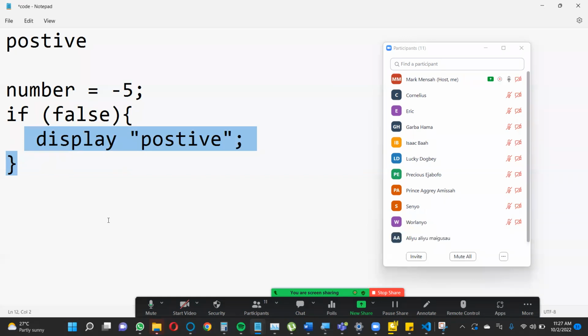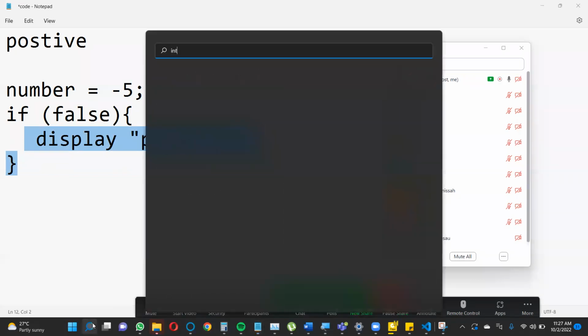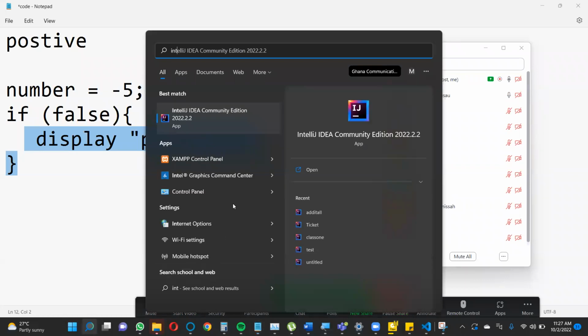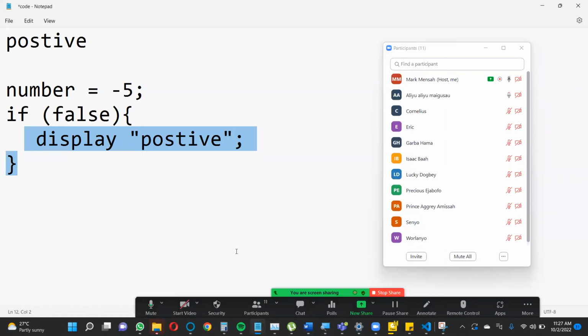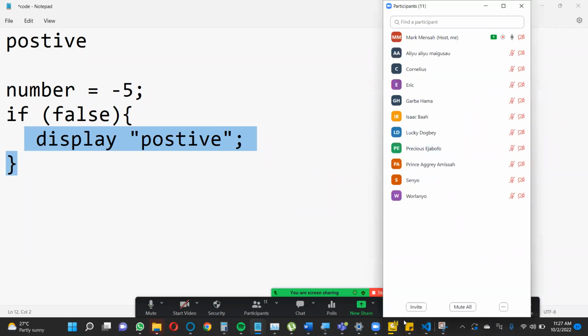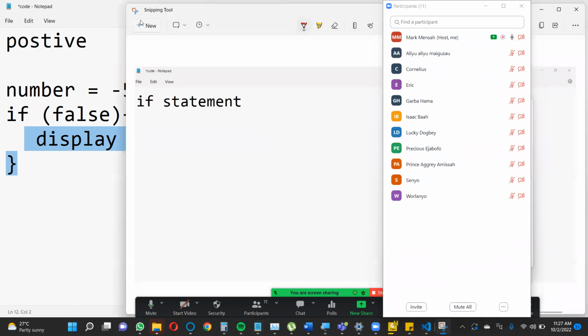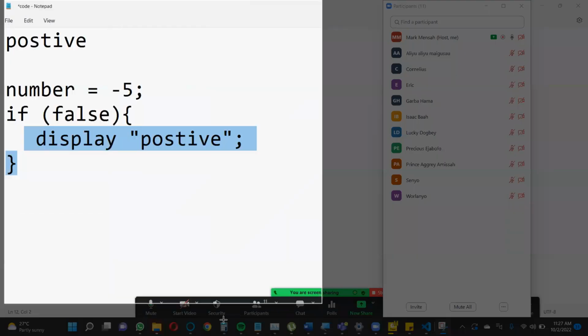Let's see how I'll write this in my IntelliJ to write a program for that. How will I write this in the IntelliJ so that it would execute and then give me the information I am looking for? How will I write it?